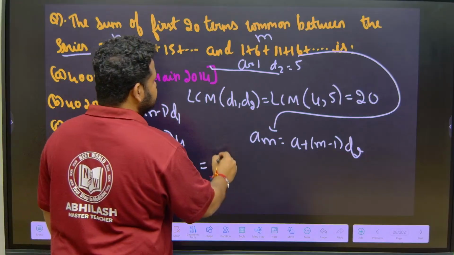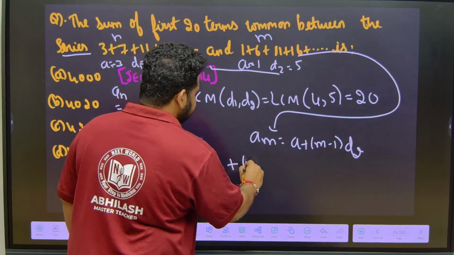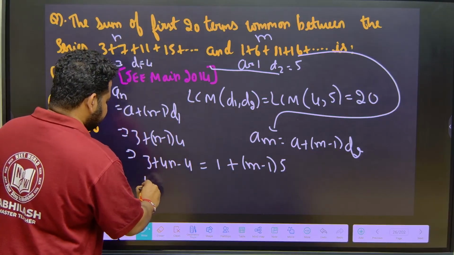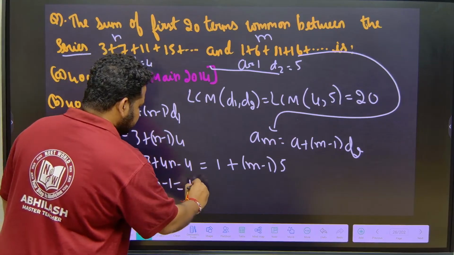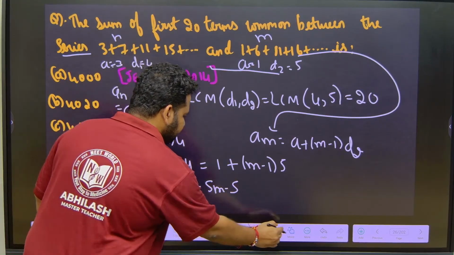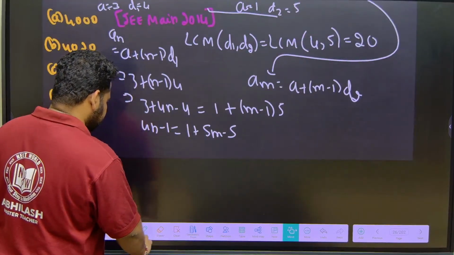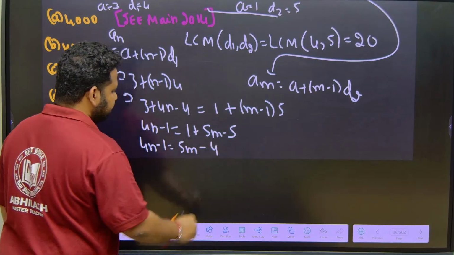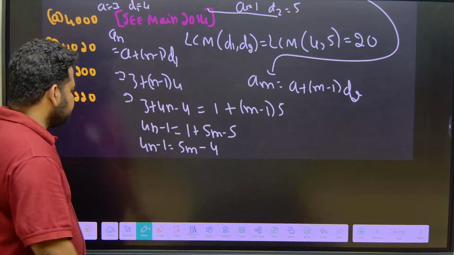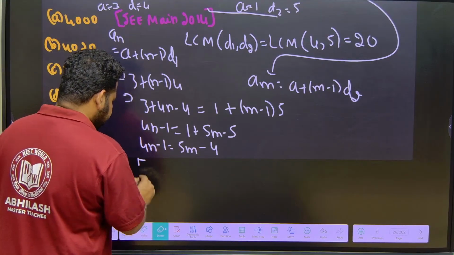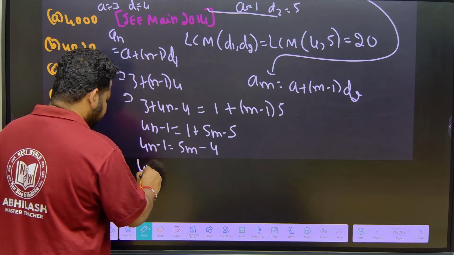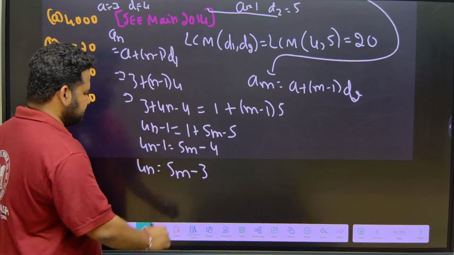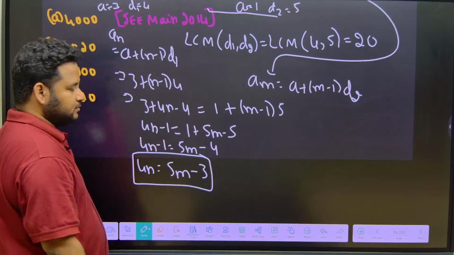So a is what here? A is 1, plus m minus 1 into d2. D2 is 5. So 4n minus 1 will be equal to 1 plus 5m minus 5. So this will give us 4n minus 1 is equal to 5m minus 4. If I send this 1 that side, 4n will be equal to 5m minus 3. So this is what we have.